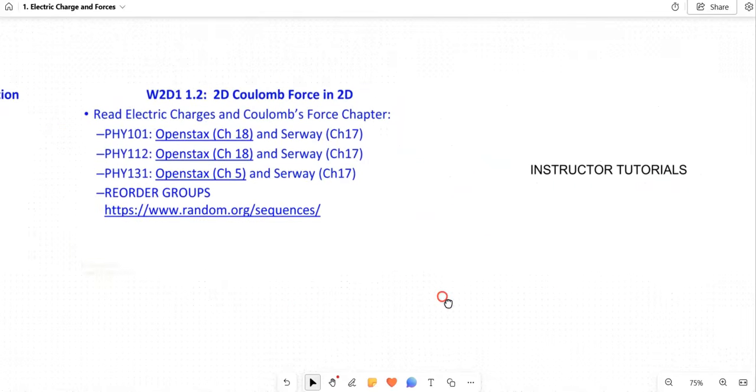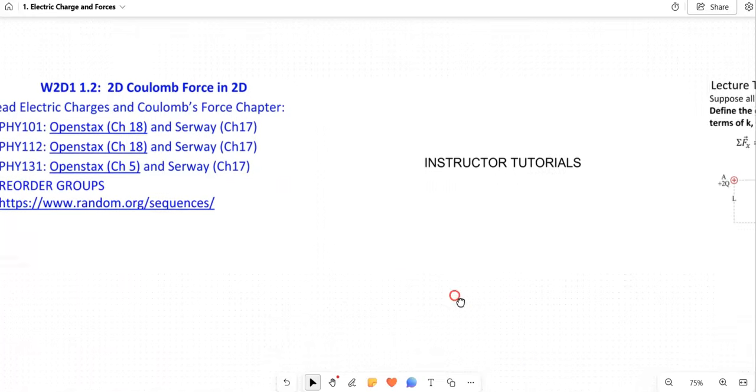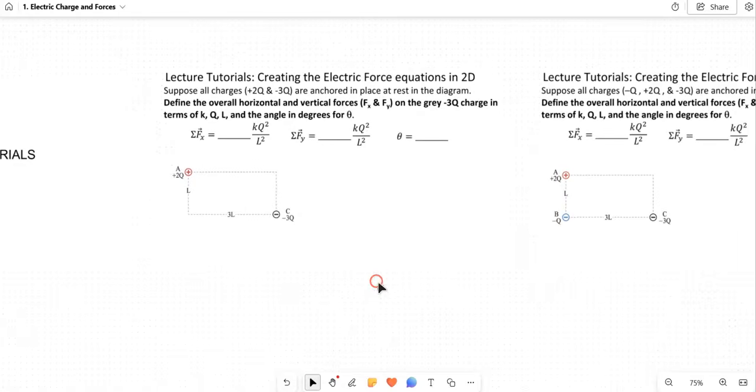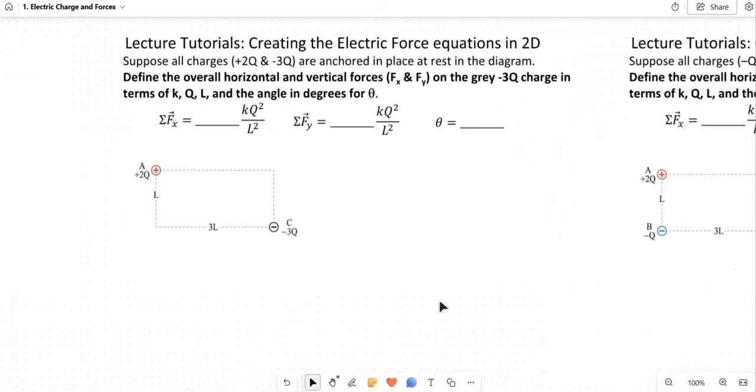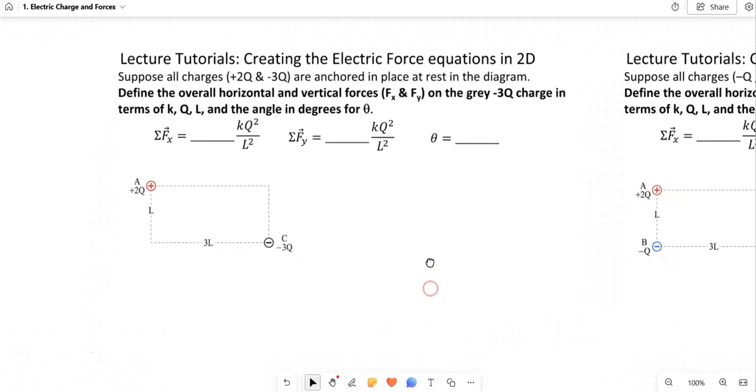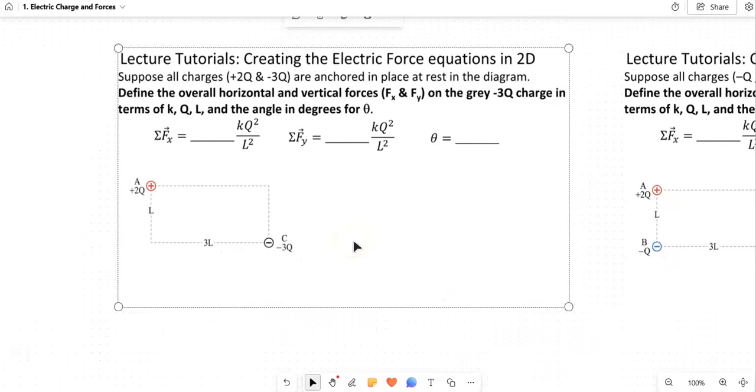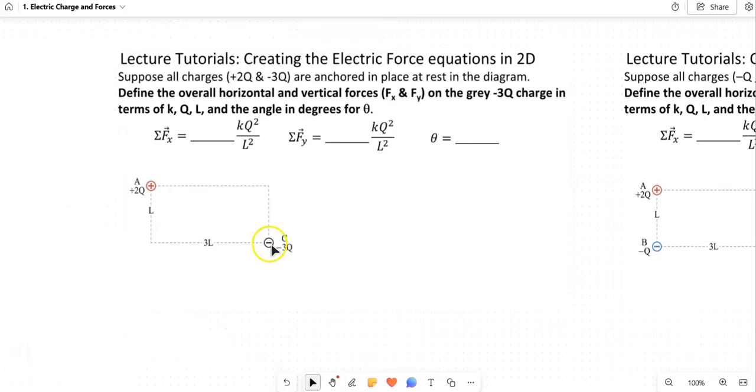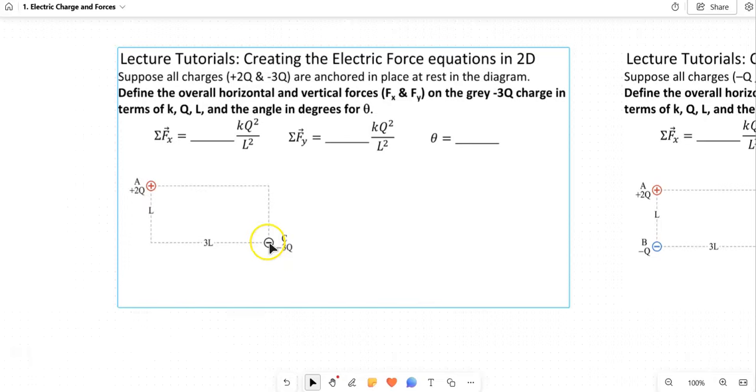This video is also going to be the examples for our 1.2 tutorial, which is Coulomb Forces in 2D. So let's get started. In these tutorials, you're supposed to sum the forces in the X and Y direction on the black charge, in this case the C charge, which is the -3Q charge. So we're going to define all the horizontal and vertical force equations on the -3Q charge in terms of K, Q, and L.